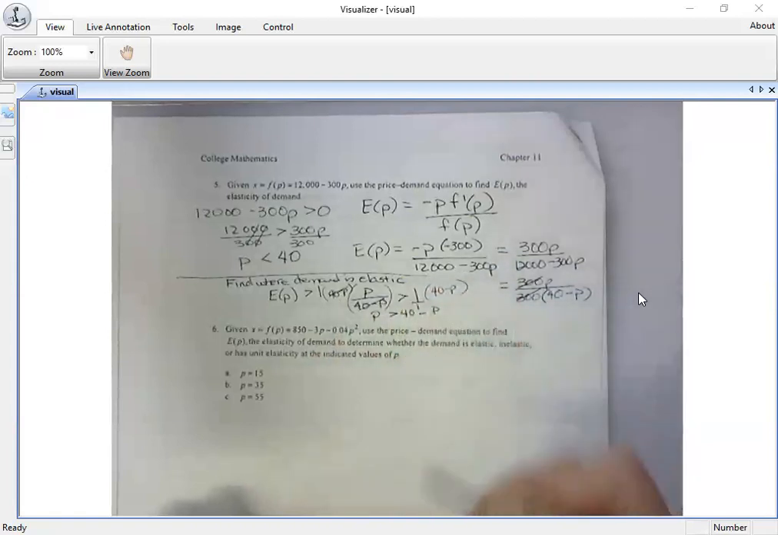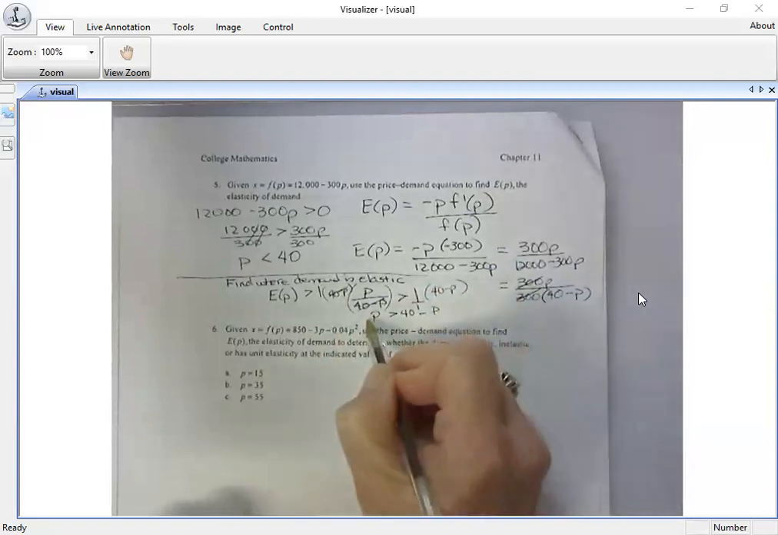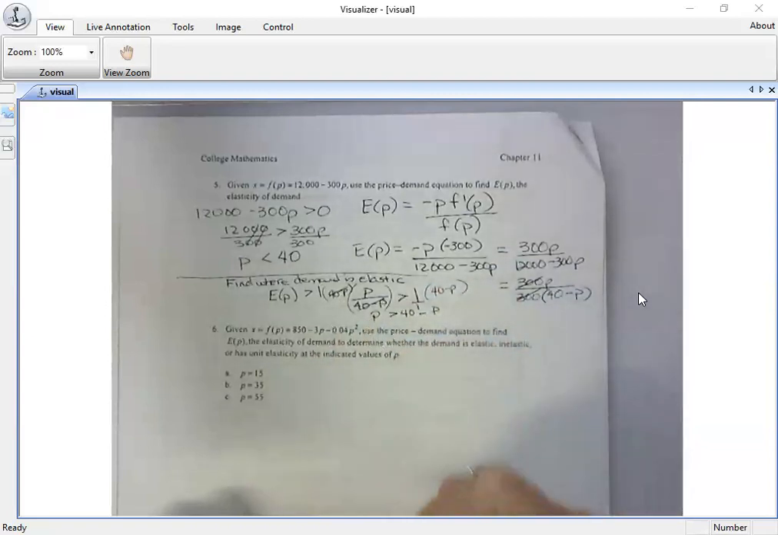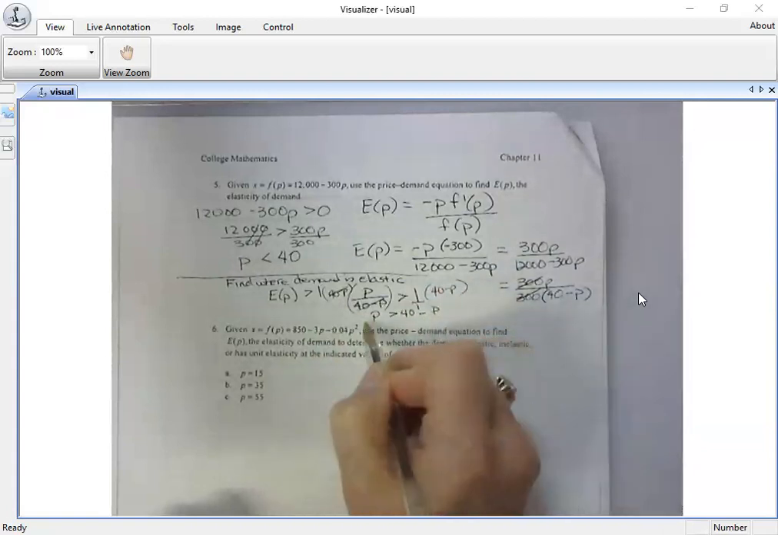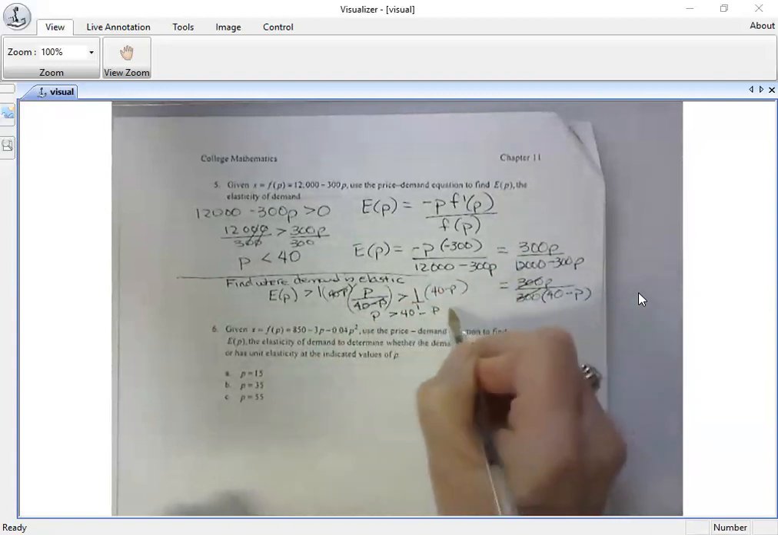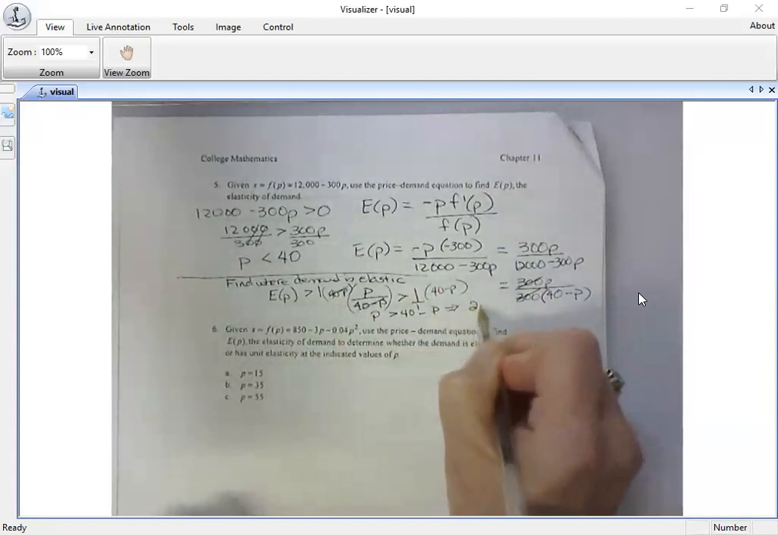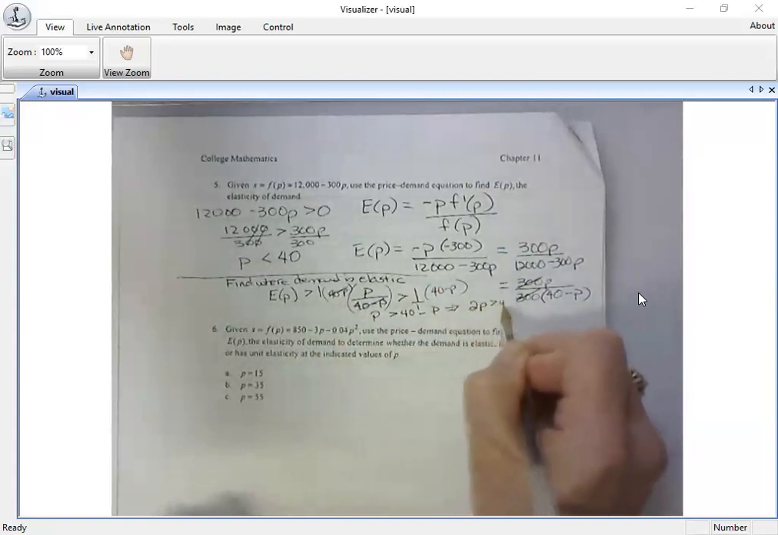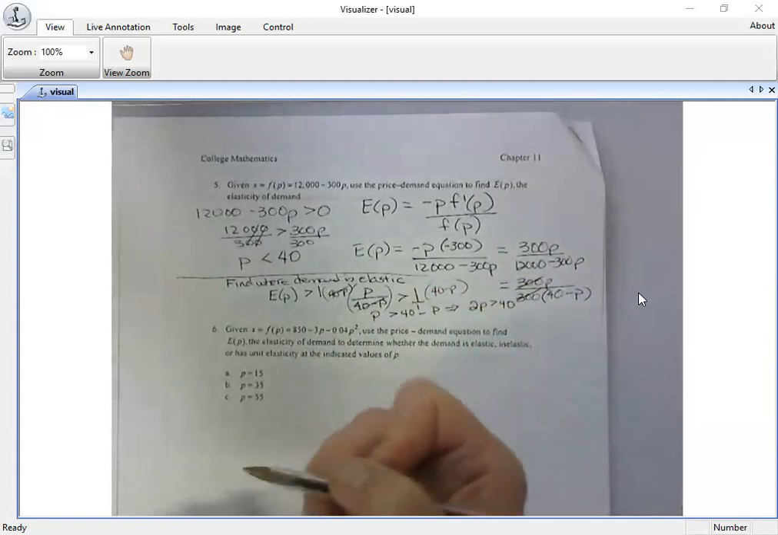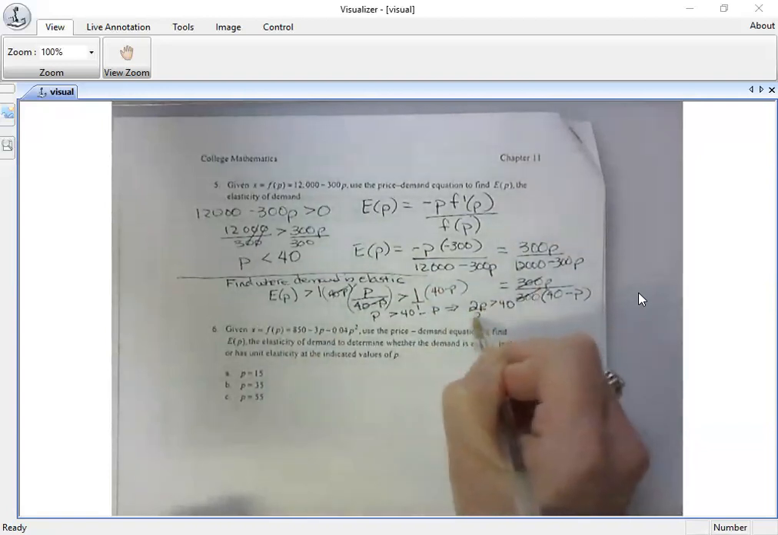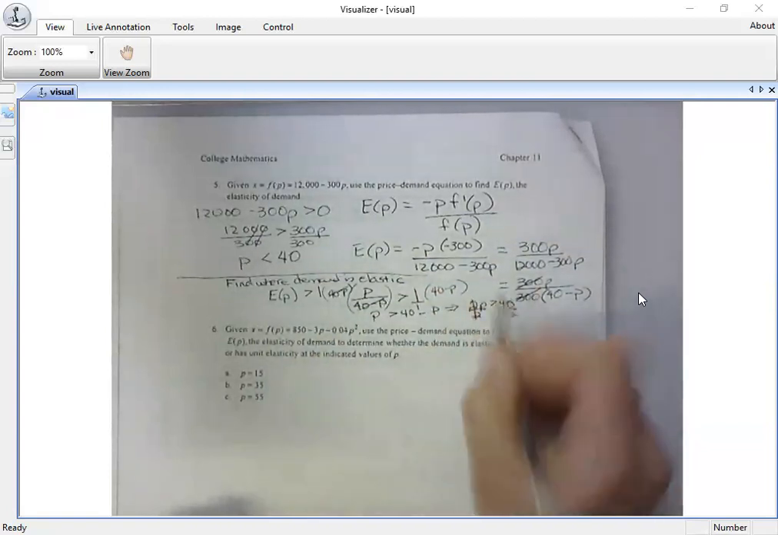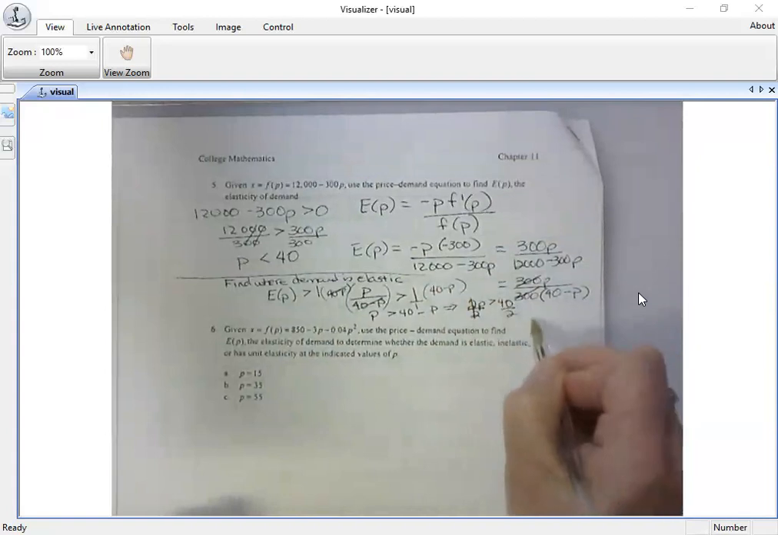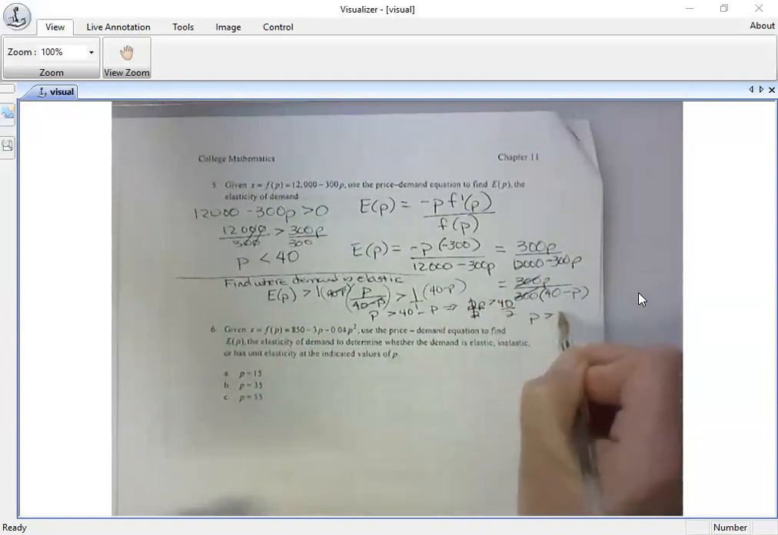Yes. Okay. And then I need to get the P's on the same side. So how do I do that? I'm going to add P to both sides, so that's going to turn it into 2P is greater than 40, and to solve for P, now I do what? Divide by 2. Here's what you should find. P is greater than 20.